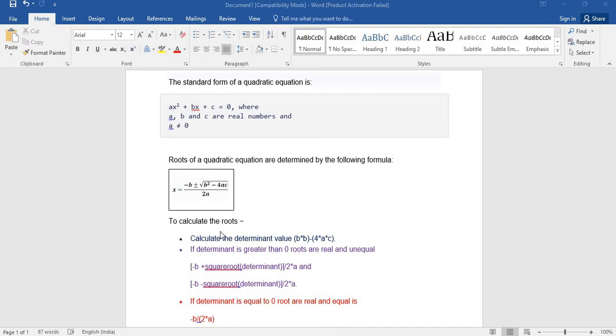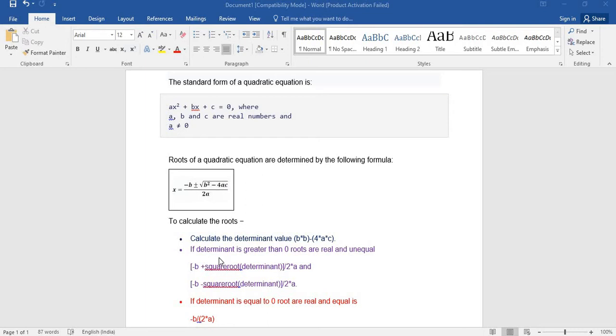So to calculate the root, what do we have to do at first? We have to calculate the determinant. So what is determinant? Determinant is b square minus 4ac. At first we have to calculate this. There are a few conditions for calculating the roots.